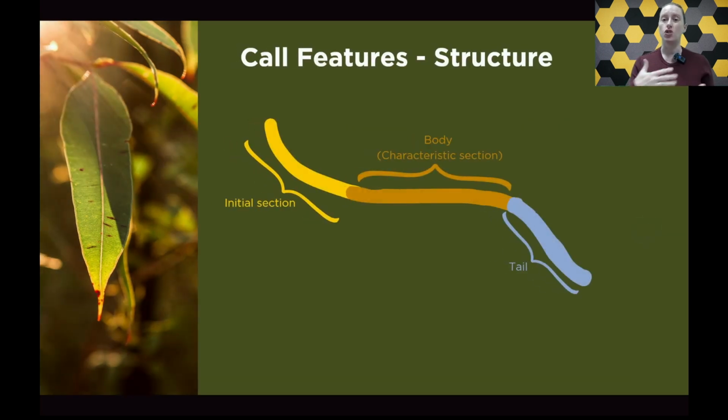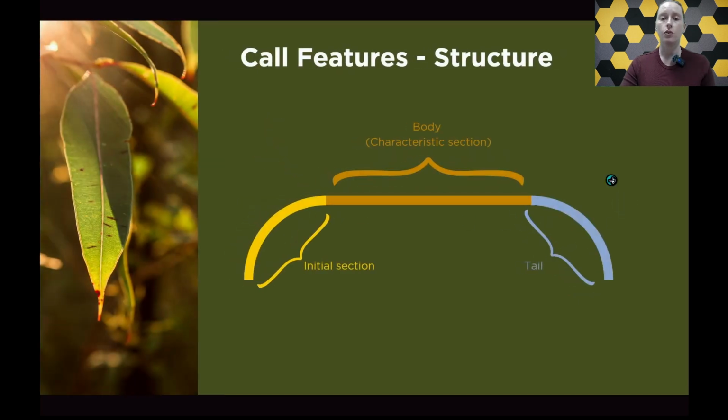Now let's talk about the structure of an echolocation call. We have the body, or the characteristic section. This is the flattest portion of the call. Before that, you have the initial section, and after that, you have a tail. Now you might not necessarily record all of these parts. The body is generally the strongest part, and that's the part you're most likely to record. But if the bat's nice and close to the recorder, you should be able to get all of these elements.